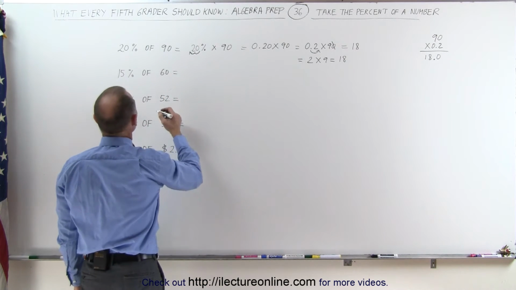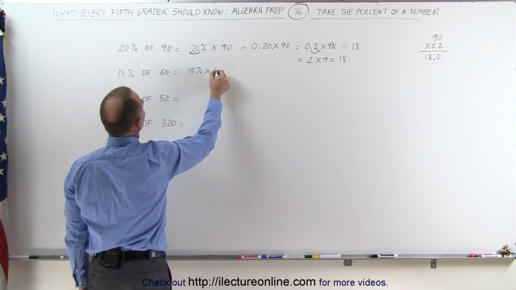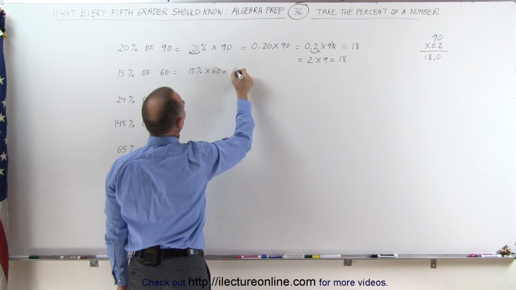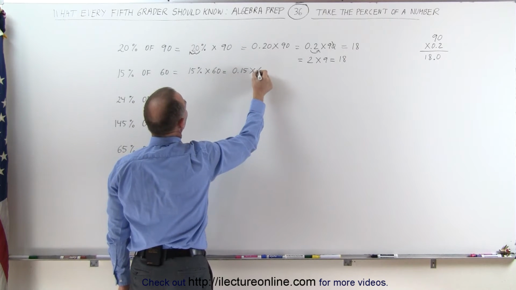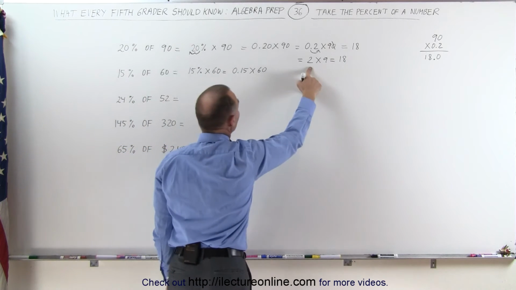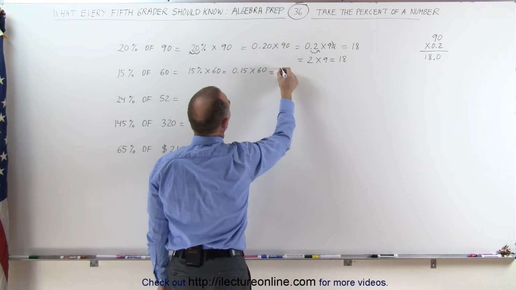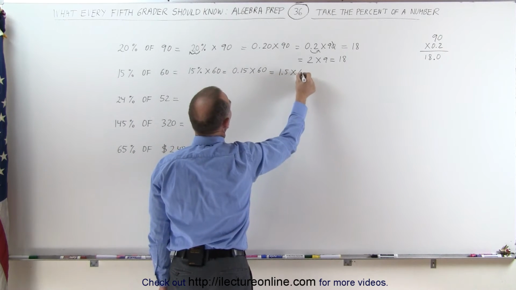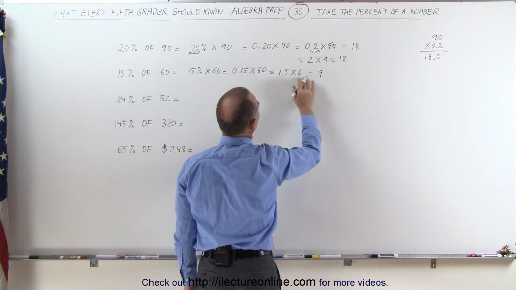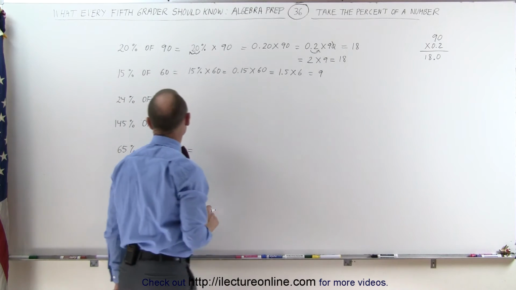Next example, 15% of 60 is the same as saying 15% times 60, which is the same as, when you convert this to a decimal, 0.15 times 60. Using the same trick I used over here, if I multiply this times 10 and divide this by 10, this can be written as 1.5 times 6, and 1.5 times 6 is the same as 9. 1 times 6 is 6, and 0.5 times 6 is 3, so therefore this is 9.